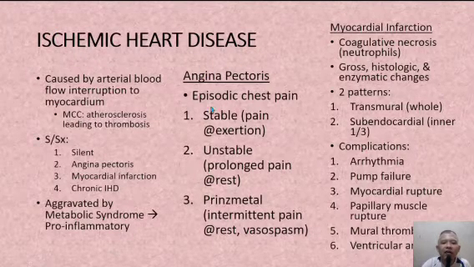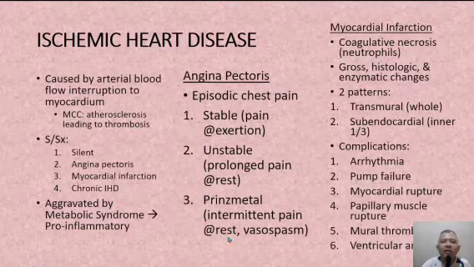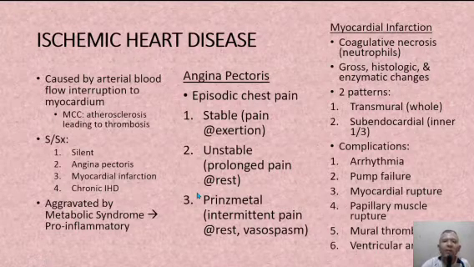Angina pectoris is of three kinds. You have stable angina, and you have unstable angina. Stable angina is chest pain upon exertion. Unstable angina is chest pain even at rest. Okay. Prinzmetal angina is chest pain brought about by vasospasm.